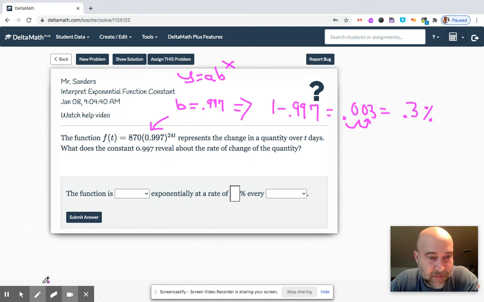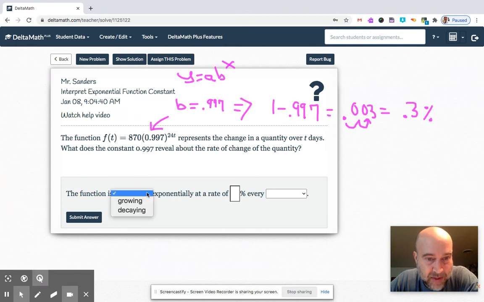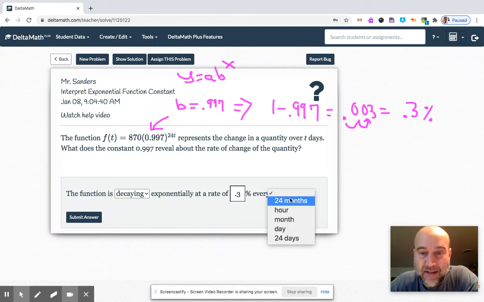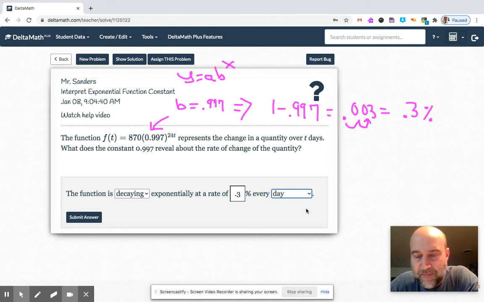Okay, let's go ahead and fill in our answers the best we can. This is decaying. Decay is the opposite of growth for exponential functions. So it's getting smaller and smaller, decay, exponentially at a rate of 0.3% every, and in this case, it's in the context of days. So let's go ahead and say over t days.